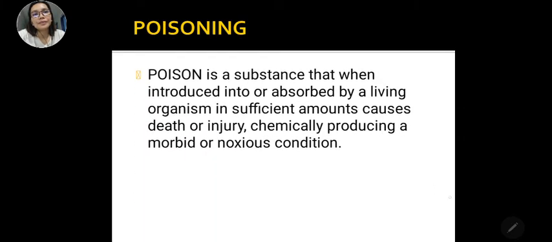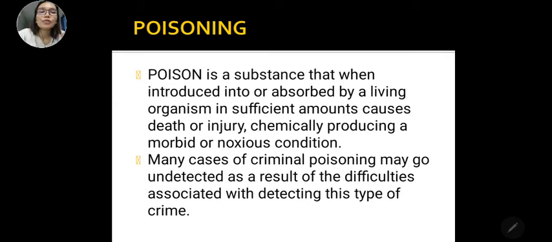Next is poisoning. So, many cases of criminal poisoning may go undetected as a result of the difficulties associated with detecting this type of crime. So, meron na minsan namamatay na akala natural death lang. Yun pala, unti-unti na before pa pinopoison yung victim na yun.